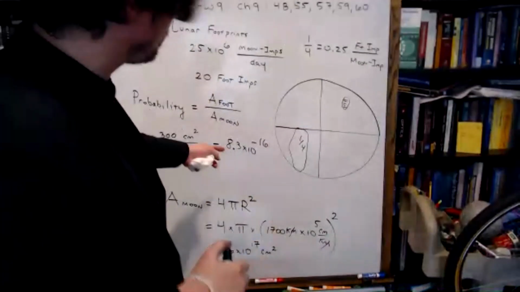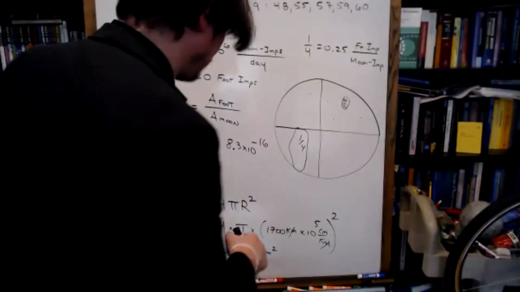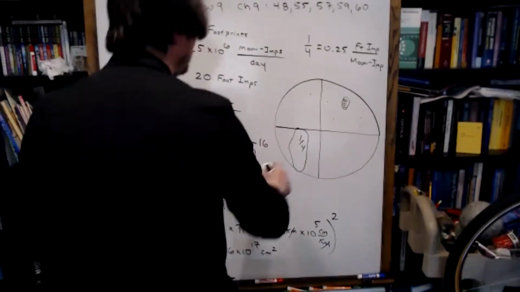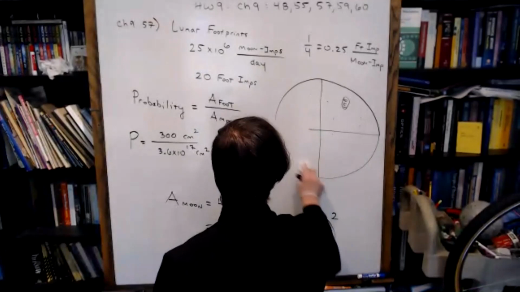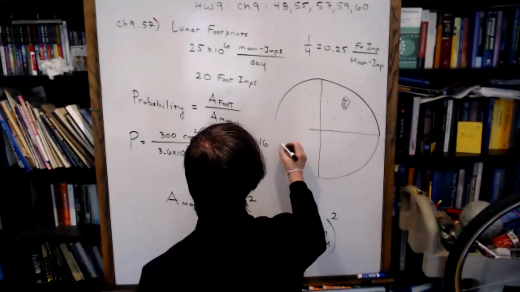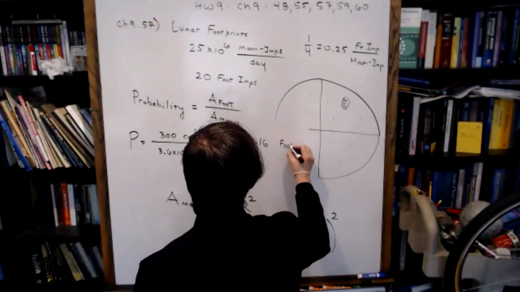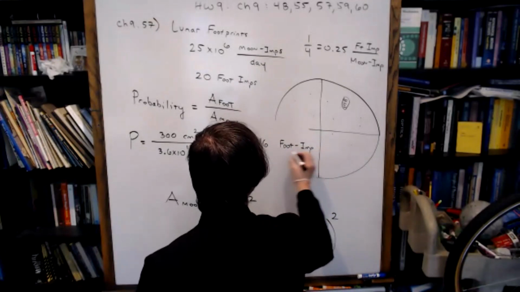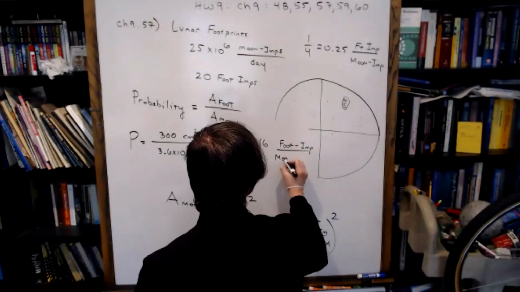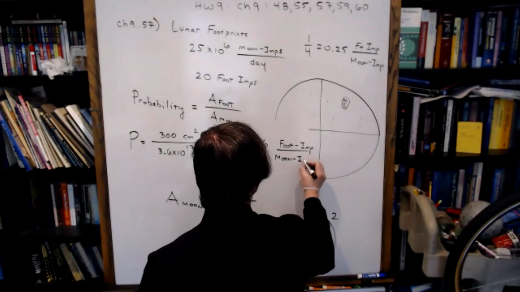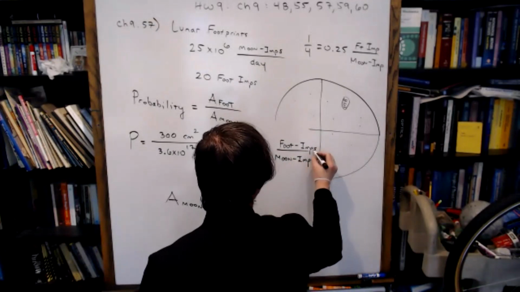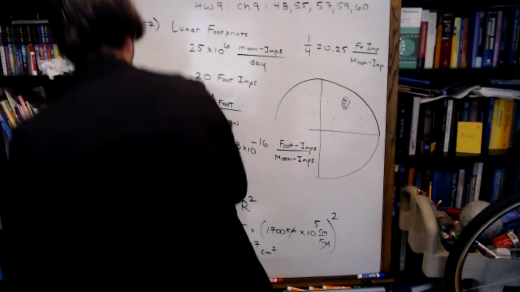But it might be helpful for you guys to think of this as the ratio of foot impacts to moon impacts. Let's go ahead and add that to our number, because units, as you all know, help you think. This is the ratio of foot impacts to moon impacts, or foot imps to moon imps.